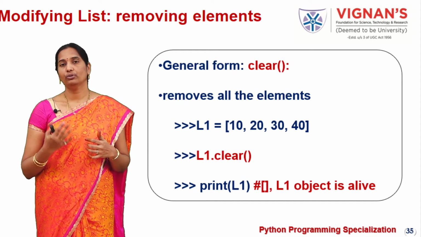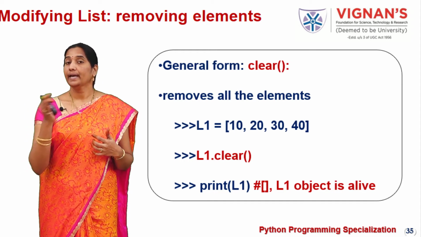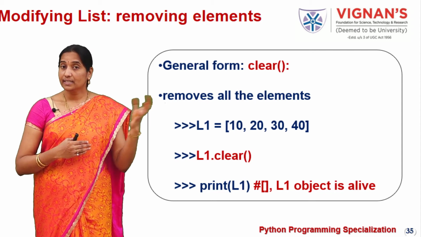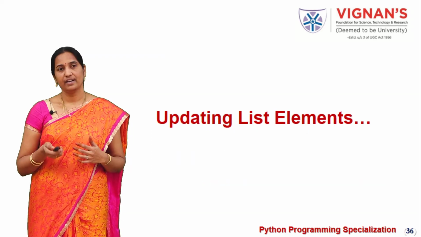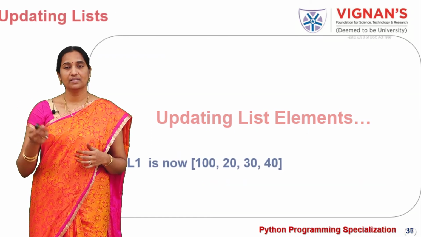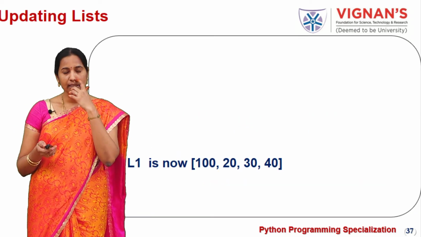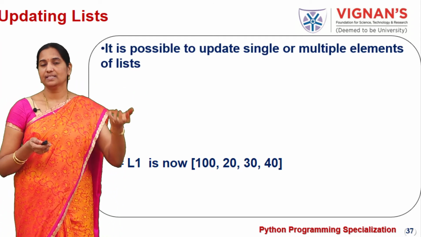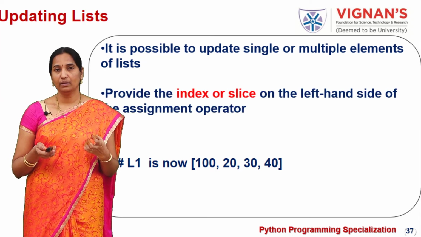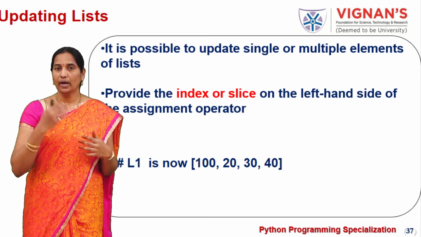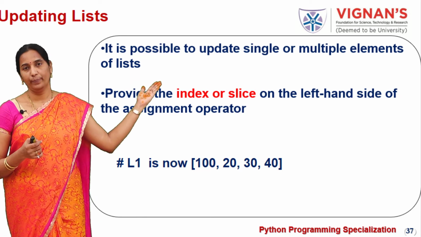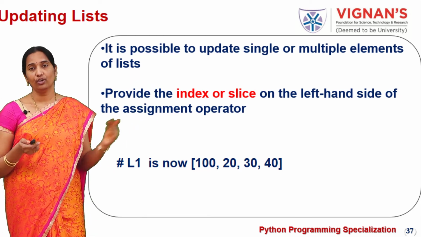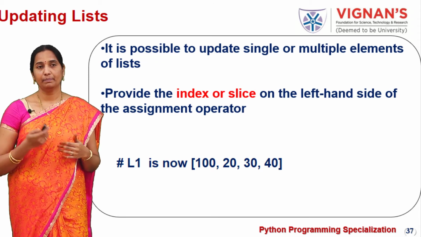So far we have seen how we alter the list: how we append elements into the list, how we remove elements from the list, and how we insert new elements into the list. Now let us see how we update the elements in the list. We can use the slicing operator or the index operator to update either a single element or multiple elements of the list. Whenever you want to update a single element, use the index operator. Whenever you would like to update multiple elements, you can use the slicing operator.